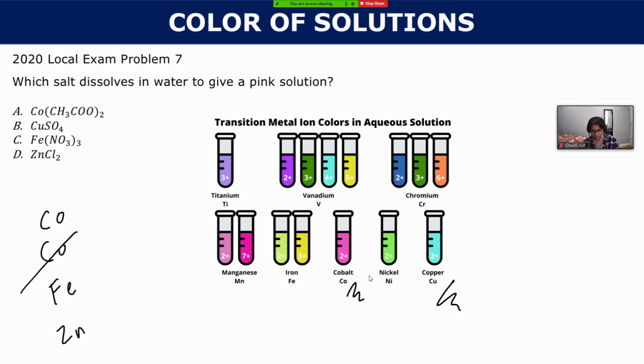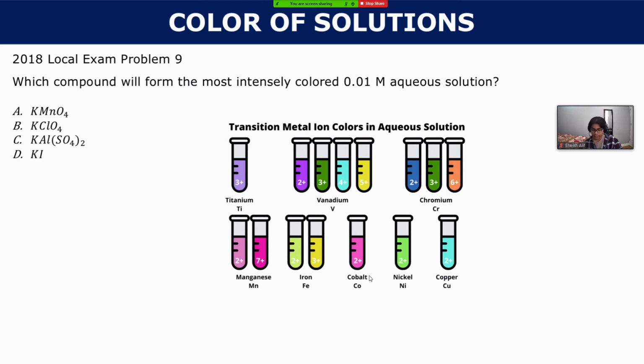Iron, Fe, is like greenish, yellowish. It can't be right. And then zinc. Zinc is not on this chart. And you can assume that if it's not on the chart, then it's going to be colorless. So zinc is not correct either. And the only one that makes sense is cobalt. Answer choice A. And we are correct. Let's take a look at the next one.